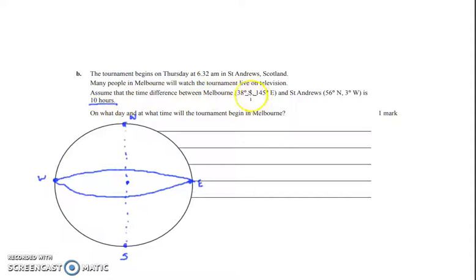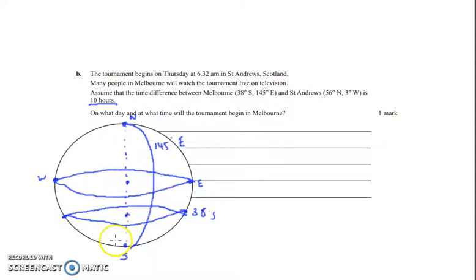The first point is 38 degrees south and 145 degrees east. So let's put 145 degrees east. This is 145 degrees east of the prime meridian line. And down here, also place in that it's 38 degrees south. We can draw it around. There we go. So our first location is Melbourne, which is down here at 38 degrees south and 145 degrees east. Our next point is St Andrews, which is 3 degrees west.